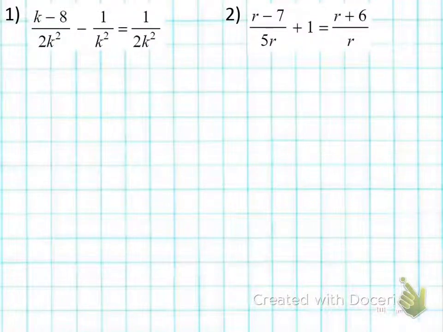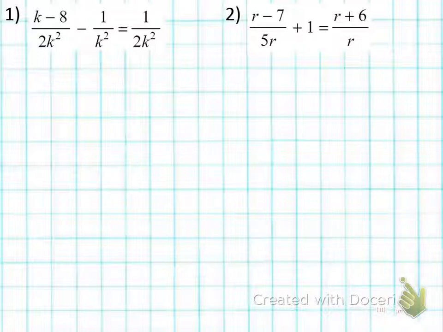So number 1, it says (k minus 8) over 2k squared minus 1 over k squared is equal to 1 over 2k squared. The directions here should say solve. Okay, so I need to figure out what k is equal to here. I'm noticing that I have fractions and I have variables in the fraction. So I need to automatically think, are there any excluded values? You should know what excluded values are already.